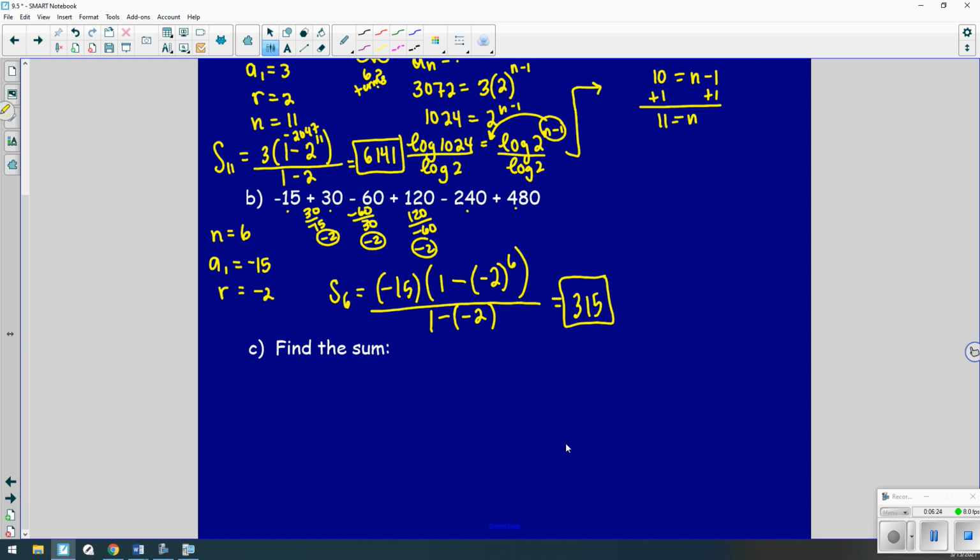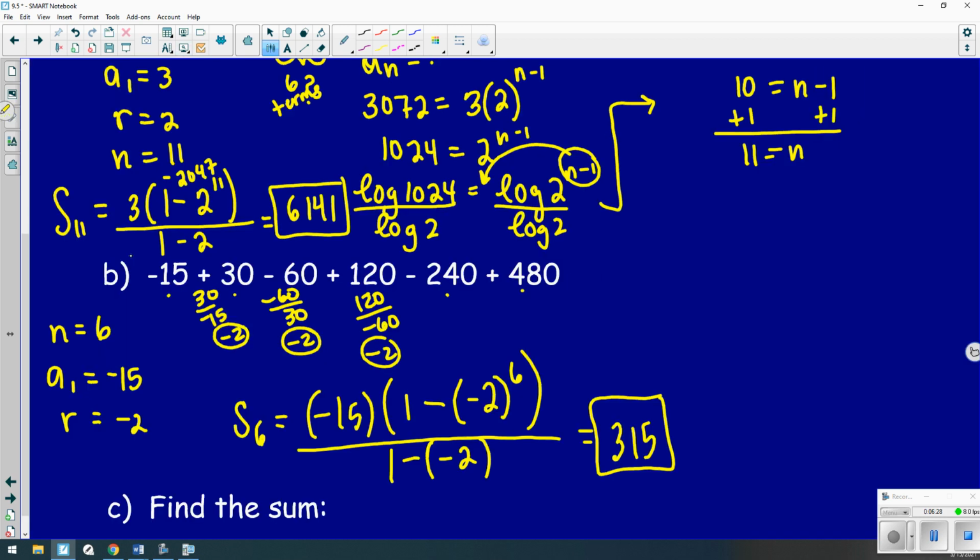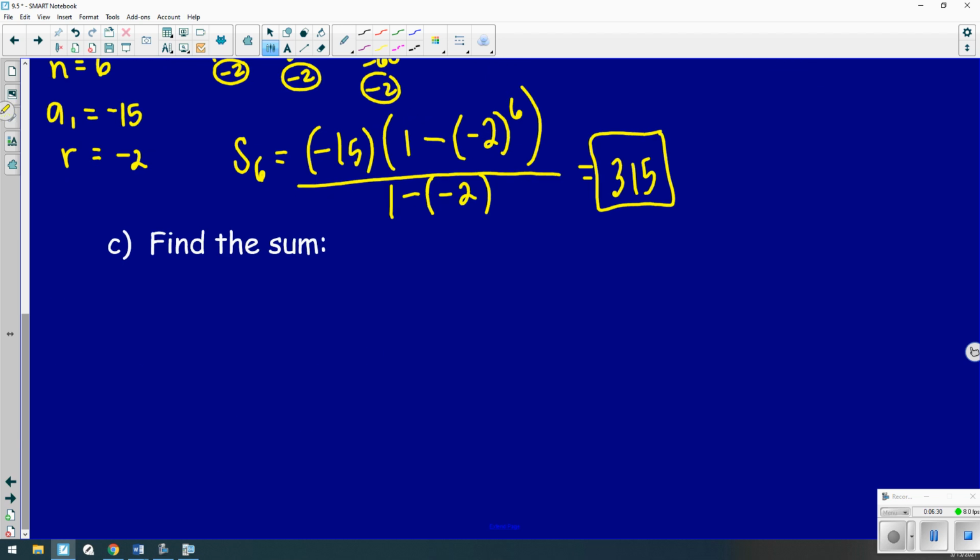Okay, and then last example here before we call it a day. Let's find the sum. I'm going to give you a new geometric series. And actually, I'm not. I'm going to give you summation notation. We're going to go from n equals 0 to 20. And we have 4 times 1/2 to the nth power.